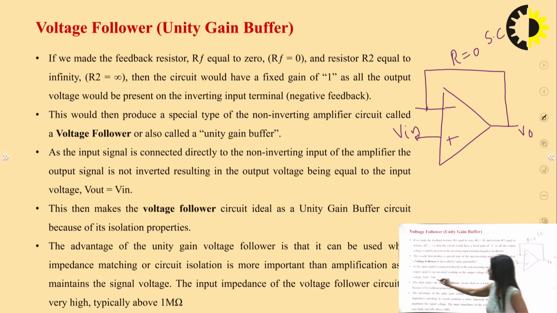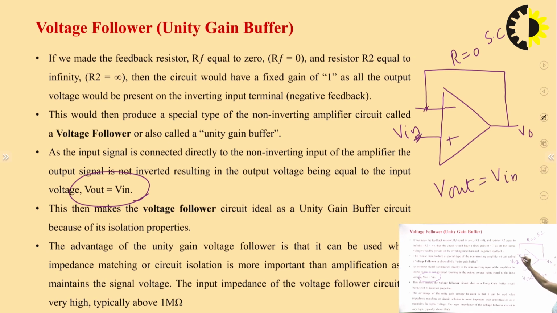So this makes V out equal to V in, because the voltage at the negative terminal is equal to V in from the virtual ground concept. These two terminal voltages are equal, and this voltage will come here only. So VO is equal to V in. And if V out is equal to V in, that means the gain is 1. Okay, and gain is V out upon V in.